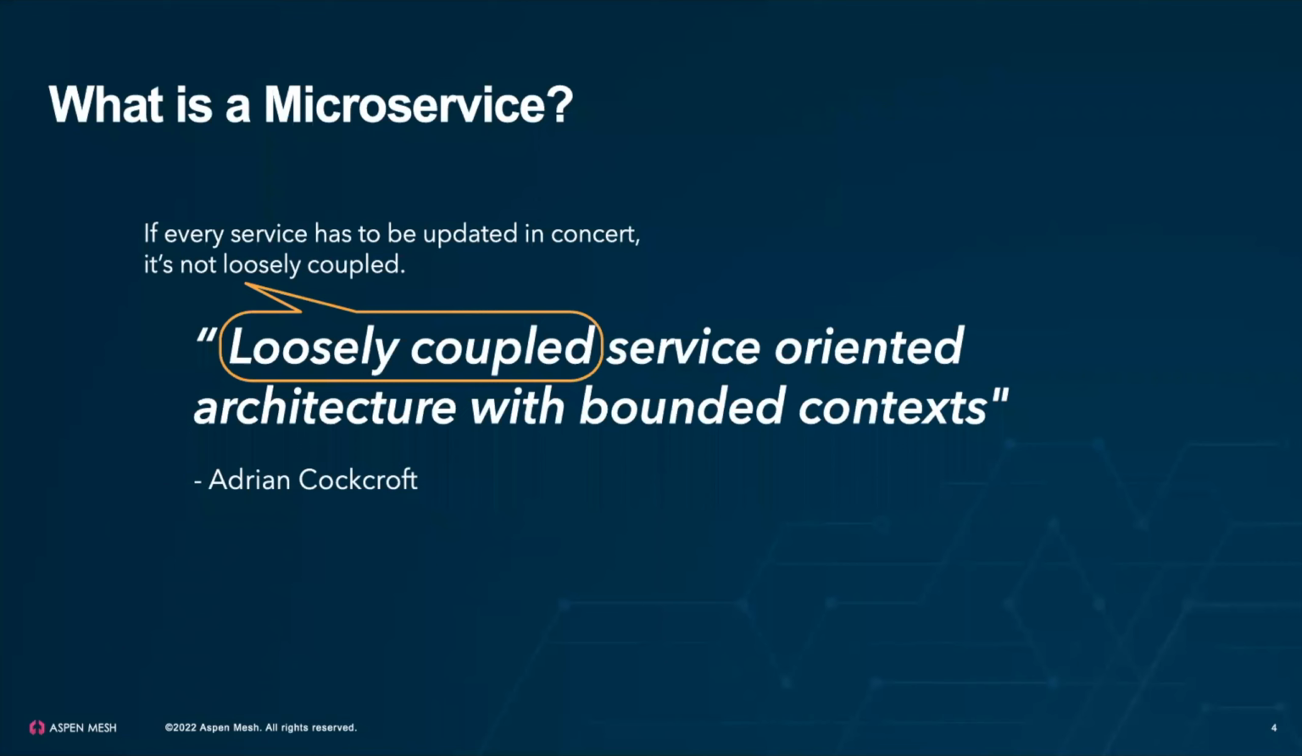If a service has to be updated in concert with all the other services, it's not loosely coupled, meaning you should be able to update one service and deploy it and not have to redeploy all the other services within that system or that application. And the way that loose coupling happens is, instead of having a monolith that speaks in memory to different components, you now have to have a protocol and a contract to communicate with other services. And as long as that contract doesn't change, you can independently deploy services without worrying about other services.